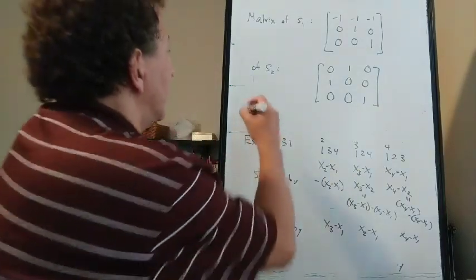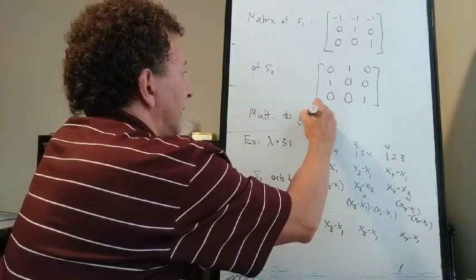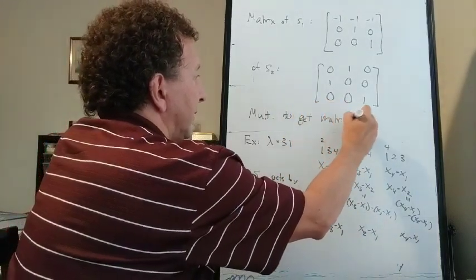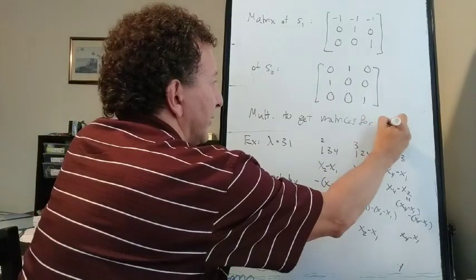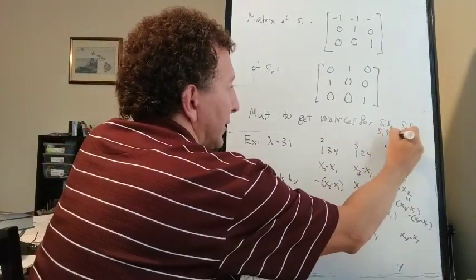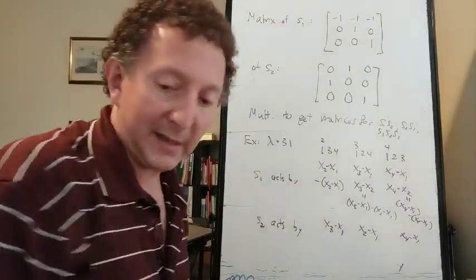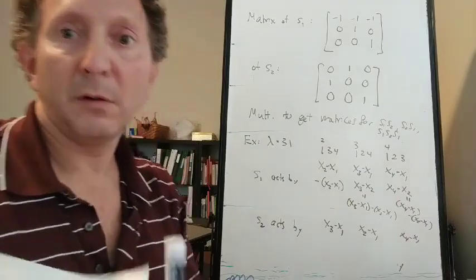So then, of course, we can multiply these matrices to get matrices for S1, S2, S2, S1, S1, S2, S1, and of course the identity element gets represented by the identity matrix.